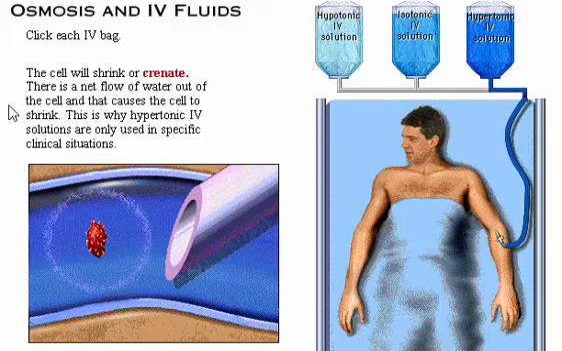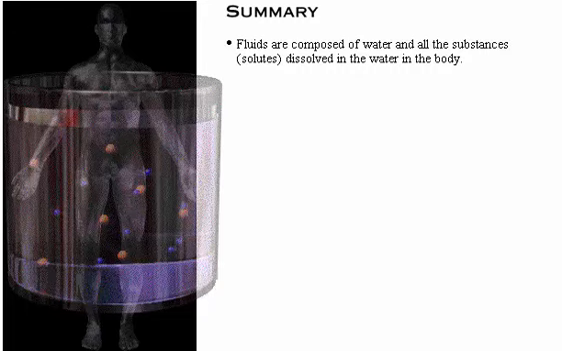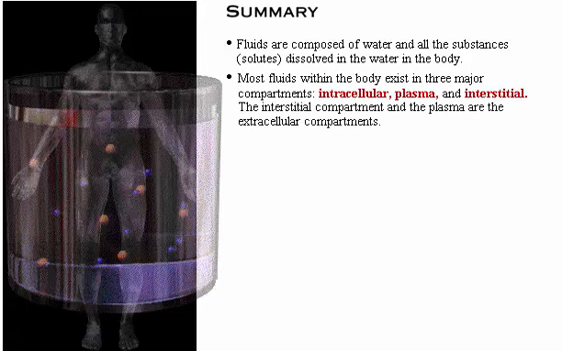Here's a summary of what we've covered. Fluids are composed of water and all the substances or solutes dissolved in the water in the body. Most fluids within the body exist in three major compartments: intracellular, plasma, and interstitial. The interstitial compartment and the plasma are the extracellular compartments.